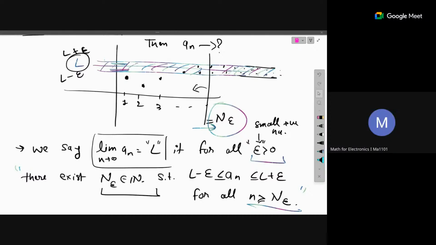Okay, fine. Ma'am, one thing: this epsilon, you are referring to error, right? Not an error type of thing. It just gives us the freedom that we can choose a very narrow strip around L. Suppose my function is converging to 0.5.